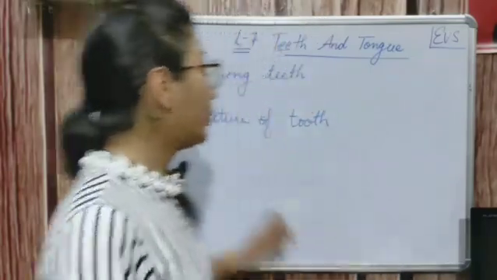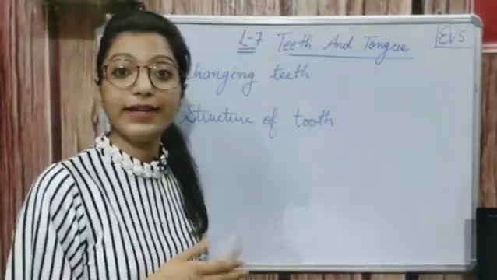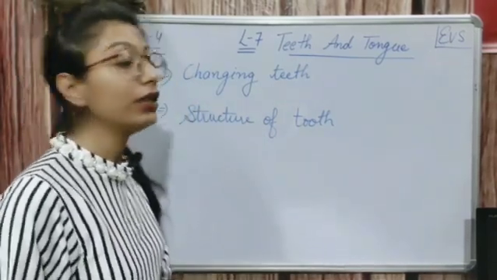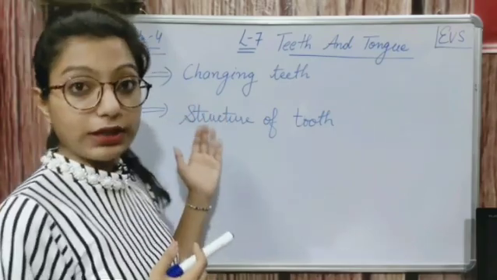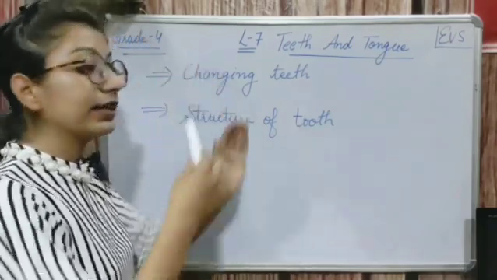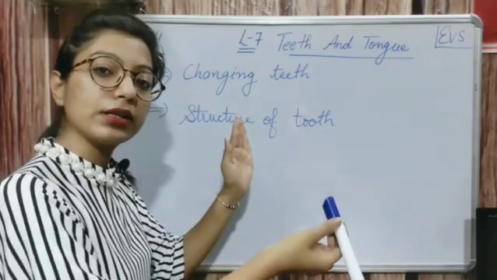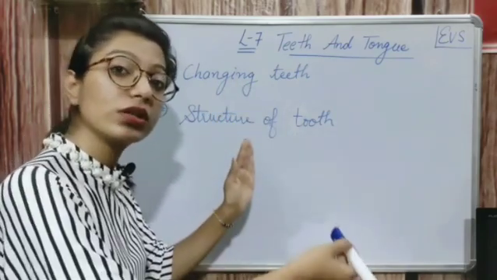So we were doing chapter number 7, that is teeth and tongue, right? So in this chapter, I had explained to you about the changing of teeth, right? किस तरह से teeth change होते हैं, like temporary teeth that converted into the permanent teeth. Temporary teeth is replaced with the permanent teeth.